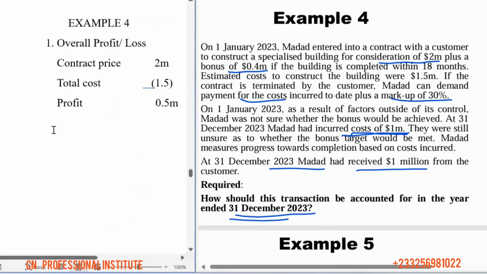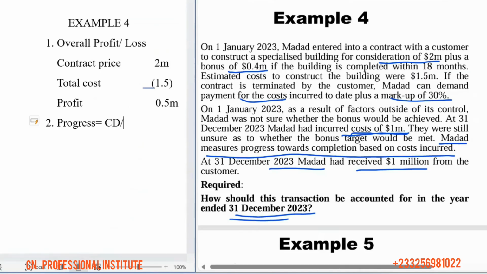Okay, then step 2, we have to look at our progress. Which method are they using? Is it input or output? Here it says my dad measures progress towards completion based on cost incurred. So they are using input, cost to date. So we said it is cost to date divided by total cost times 100. And then what is our cost to date? The cost they've incurred to date is 1 million. It's in the question.